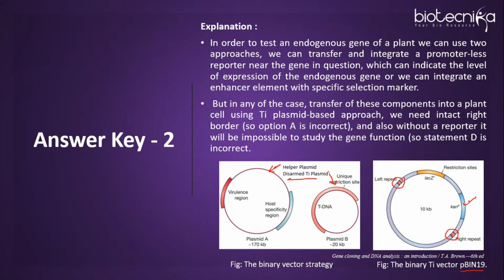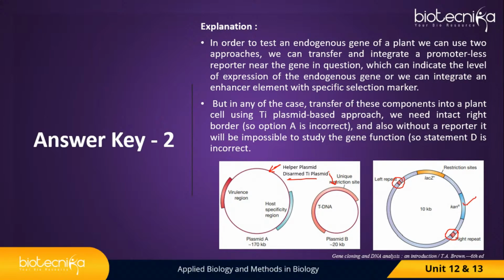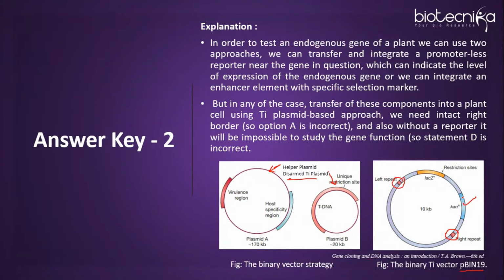And then the marker gene is also there, that is kanamycin. Now, we can test endogenous gene of a plant. We can use two approaches. Either you can transfer and integrate a promoter-less reporter near the gene in question, so that you can see the level of expression of the endogenous gene, or you can even integrate an enhancer element with a specific selection marker. Both the approaches can be used.